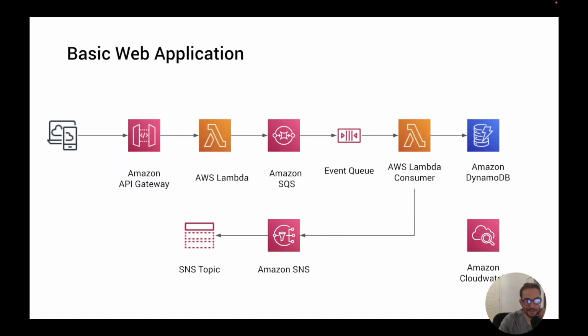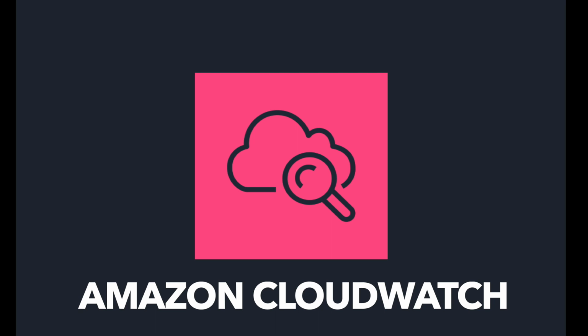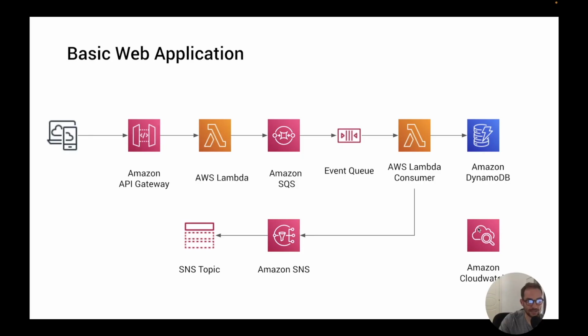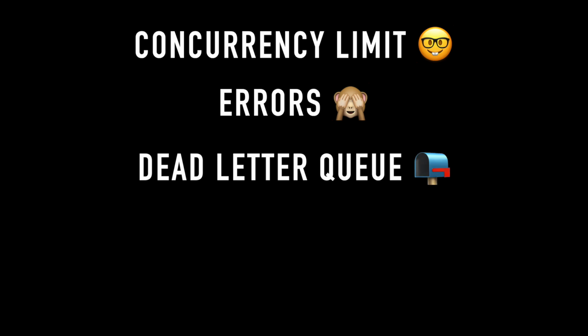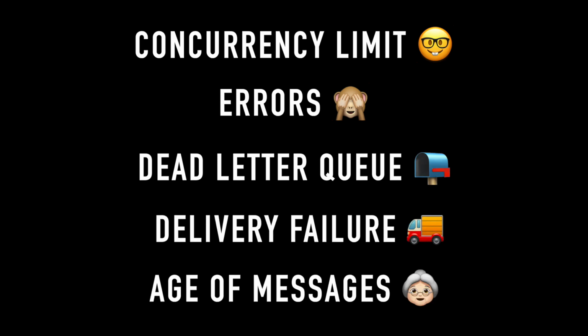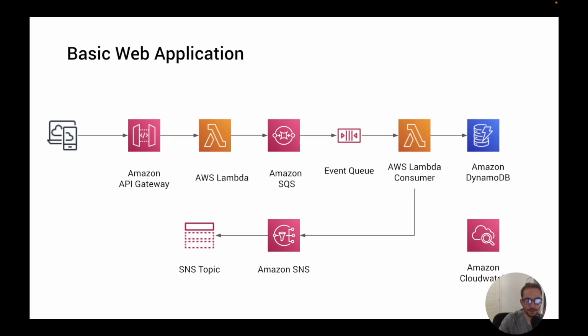As I said at the beginning, we need to work on the observability of our application. The service that is going to help us is CloudWatch. AWS CloudWatch collects, accesses, and correlates data about AWS services. For this video, we'll focus on 5 main metrics: concurrency limit, errors, dead letter queue, delivery failures, and age of messages. Okay, let's start with the first one.